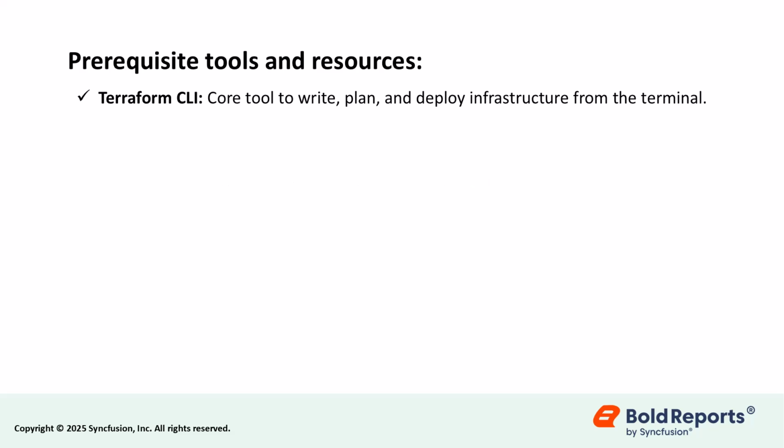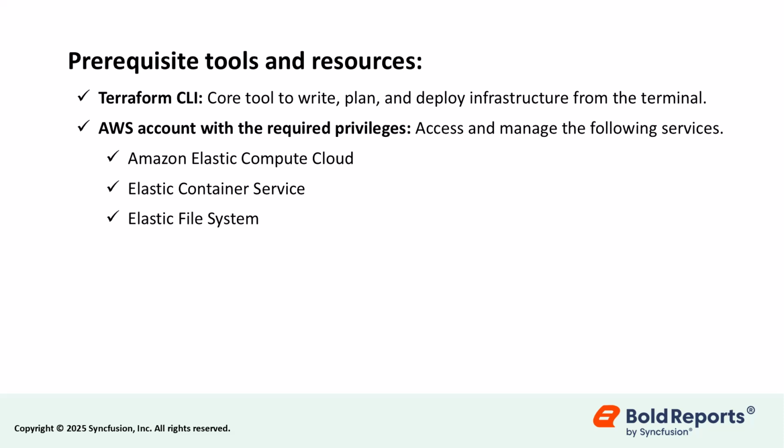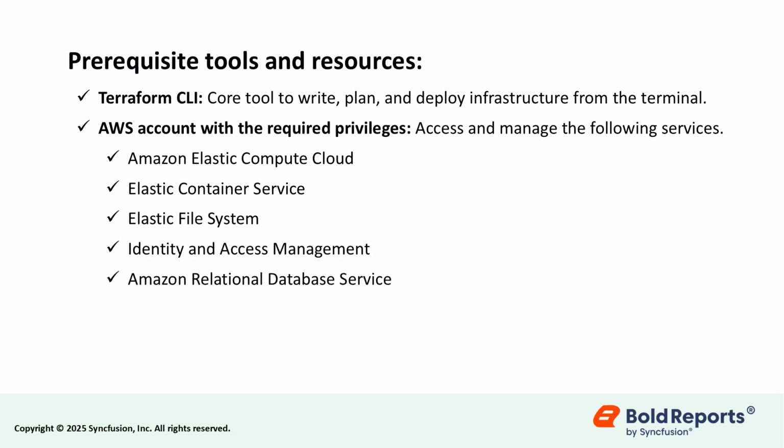Terraform CLI is the primary tool used to interact with Terraform. It allows you to write, plan, and create resources directly from the terminal. AWS account with the required privileges. This account must have the necessary permissions to access and manage services such as Amazon Elastic Compute Cloud, Elastic Container Service, Elastic File System, Identity and Access Management, and Amazon Relational Database.